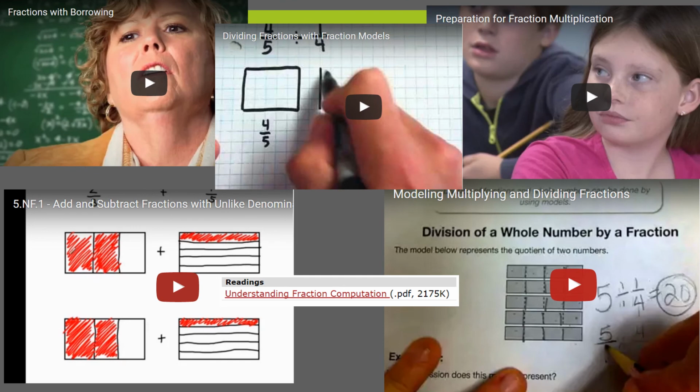I put some videos up and a reading that I think will really, really help you. There's 2 teaching videos, the one with borrowing, the one on the far left, and the one on the far right, fraction multiplication. And the others show you different ways that you can model fractions with addition, subtraction, multiplying, and dividing. These are ways that will help you learn to teach and probably help you learn to understand it a little bit better.